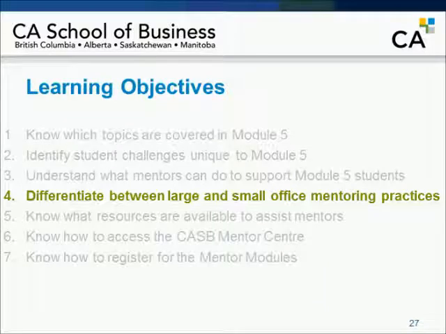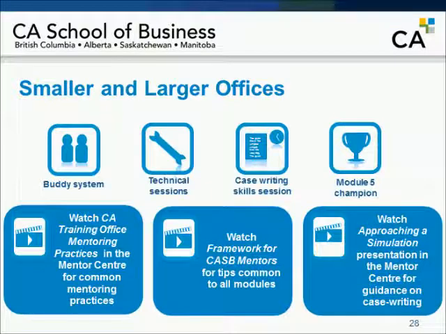Next, we'll identify which mentoring practices work best in smaller training offices and which are more suitable to larger training offices. If you are a mentor at a smaller office with fewer students and leaner resources, the buddy system will likely be your primary approach to supporting Module 5 students. As a buddy, you can meet with your students to address their specific challenges and apply some of the tips we provided earlier in this session.